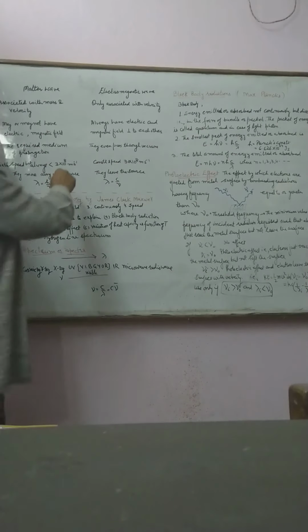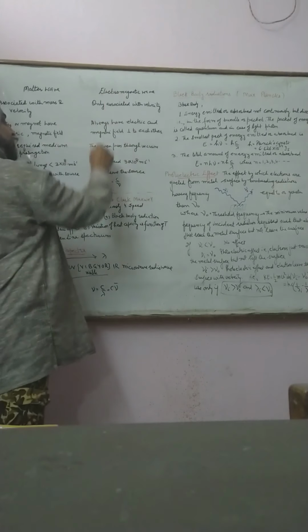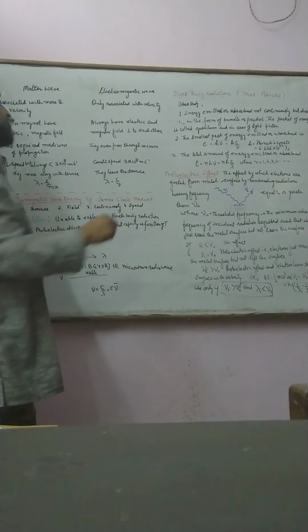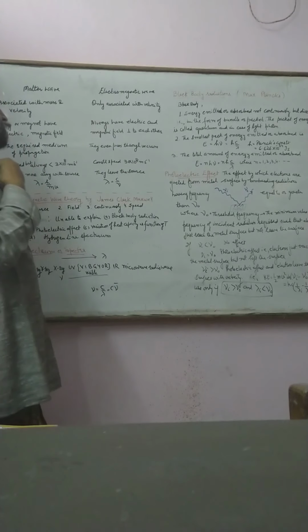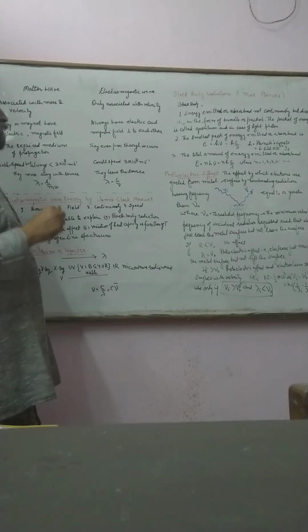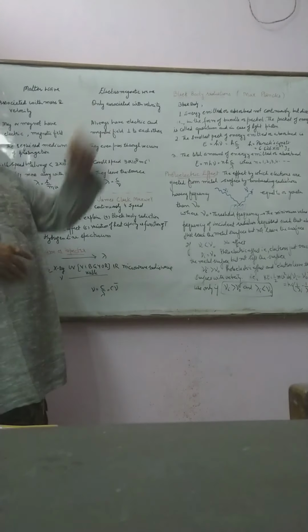Matter waves always have velocity less than that of light, that is 10 to the 8 meters per second. But electromagnetic waves are associated with a constant speed, that is 3.0 times 10 to the 8 meters per second. Frequency and wavelength will change, but the velocity remains.